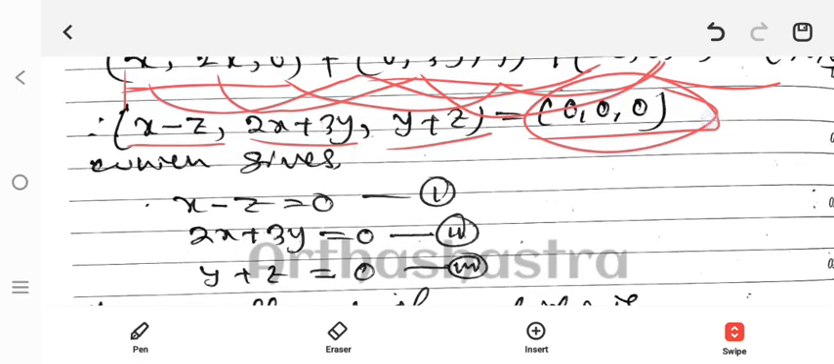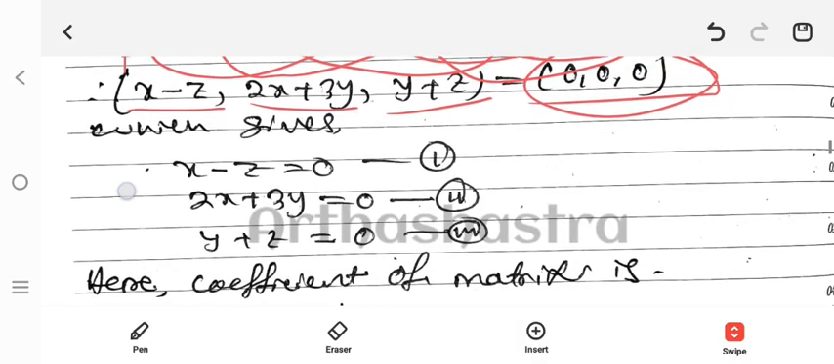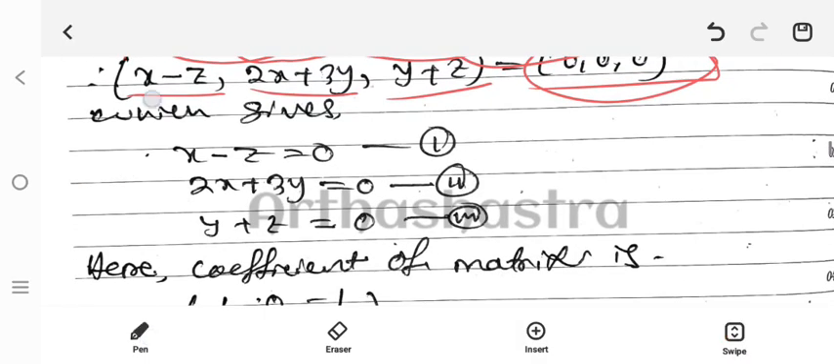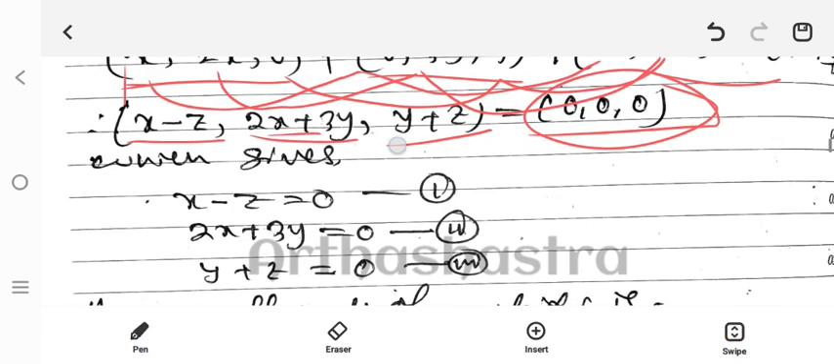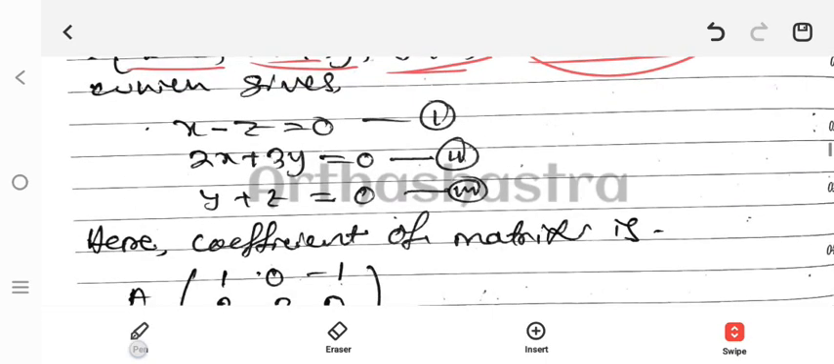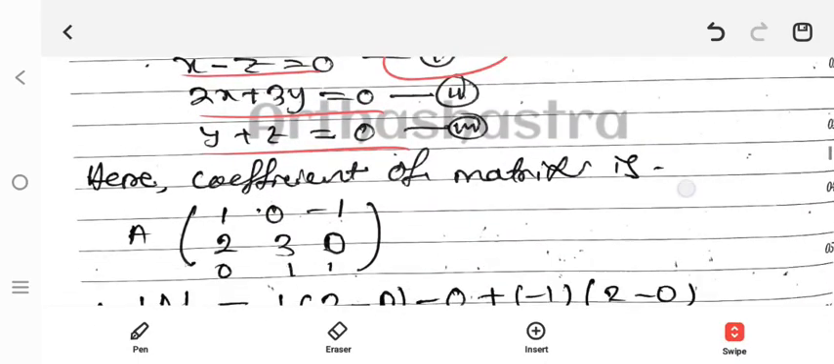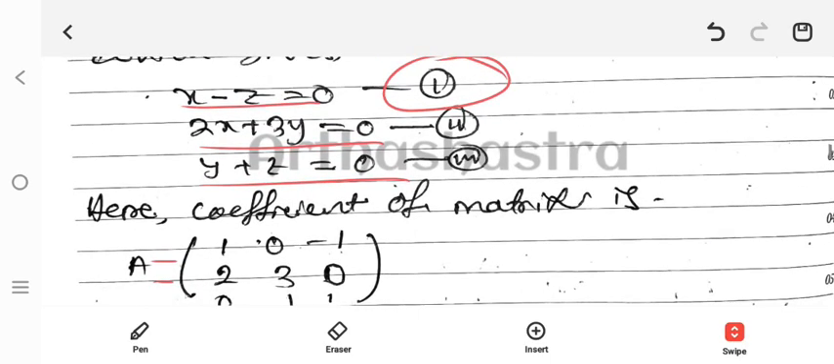A 1 by 3 zero vector, which gives us x minus z equal to 0, 2x plus 3y also 0, and y plus z also 0. We mark this as the first equation, this is our second, and this is the third equation, and here is the coefficient matrix form. Here we denote the matrix A, which is the coefficient matrix. From the first equation, the coefficient of x is 1.